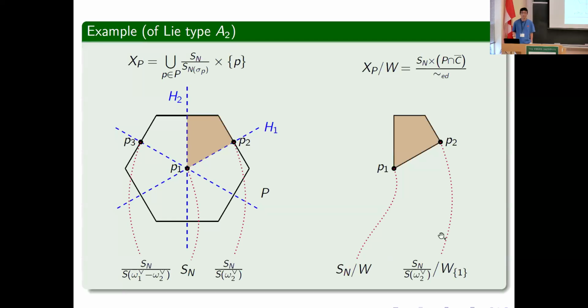Similarly, in the picture, the point p1 of the Weyl polytope is fixed by the whole Weyl group, but W has a non-trivial action on this torus S_N at p1. So in the quotient, the torus at p1 should be the quotient of S_N by W. That explains the idea of how to construct the equivalent description of this quotient of X_P.